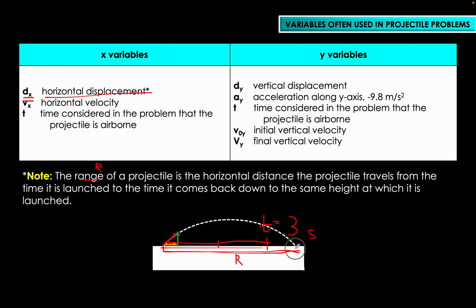If you're referring to the total horizontal displacement, you can use the term range of the projectile because it refers to the total horizontal distance covered from start to end point.